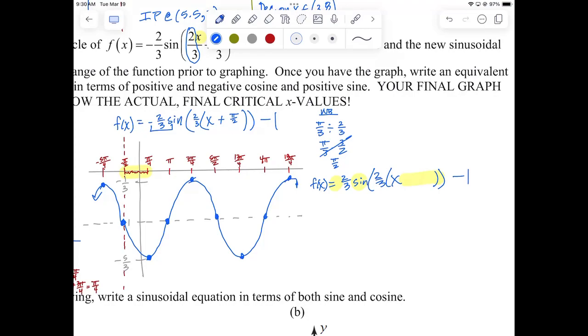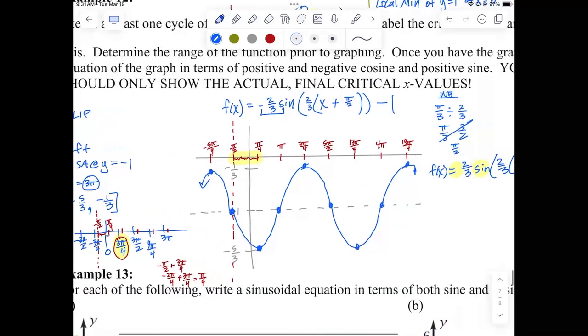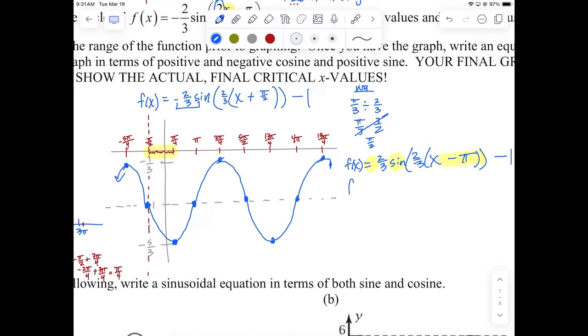I spy 2 places where we can do a positive sine on the graph. What's one of them? Minus pi. Very good. You could also go minus 4 pi. How far apart are pi and 4 pi, where the cycle begins again? 3 pi. That's the period, right? Yeah. Okay. So let's go into cosine land.